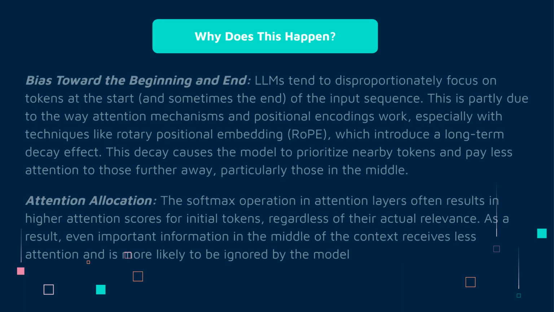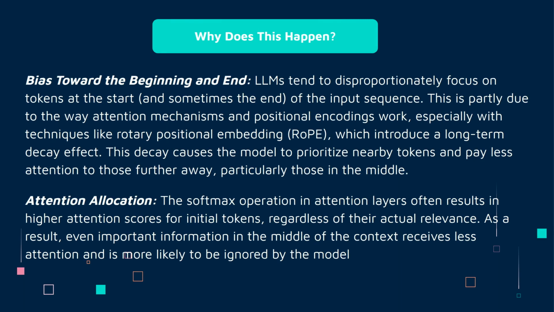Why does this happen? From my research and Googling online to see why this happens, there are two main situations that I came across. There might be other ones, but I'm just going to mention these two. The first one is the bias towards the beginning and the end. LLMs tend to disproportionately focus on tokens at the start and sometimes at the end of the input sequence. This is partly due to the way the attention mechanism works in large language models.